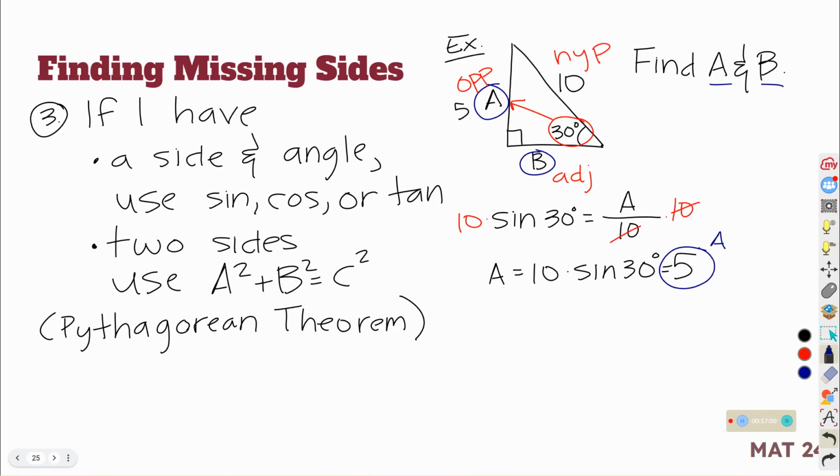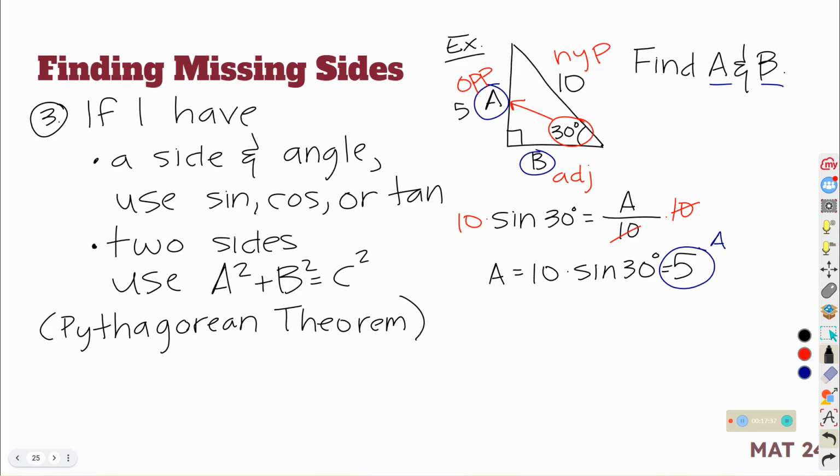I'm also asked to find B, second side length. Looking at my picture, I now have 2 sides and an angle. So I could use the 2 sides and Pythagorean theorem, or I could use one of the sides and an angle with a trig function. We have a choice. I'm going to do Pythagorean theorem as a review so you remember how it works. You could just do cosine of 30 at this point and get B quickly. That's also fine. I want to do a review.